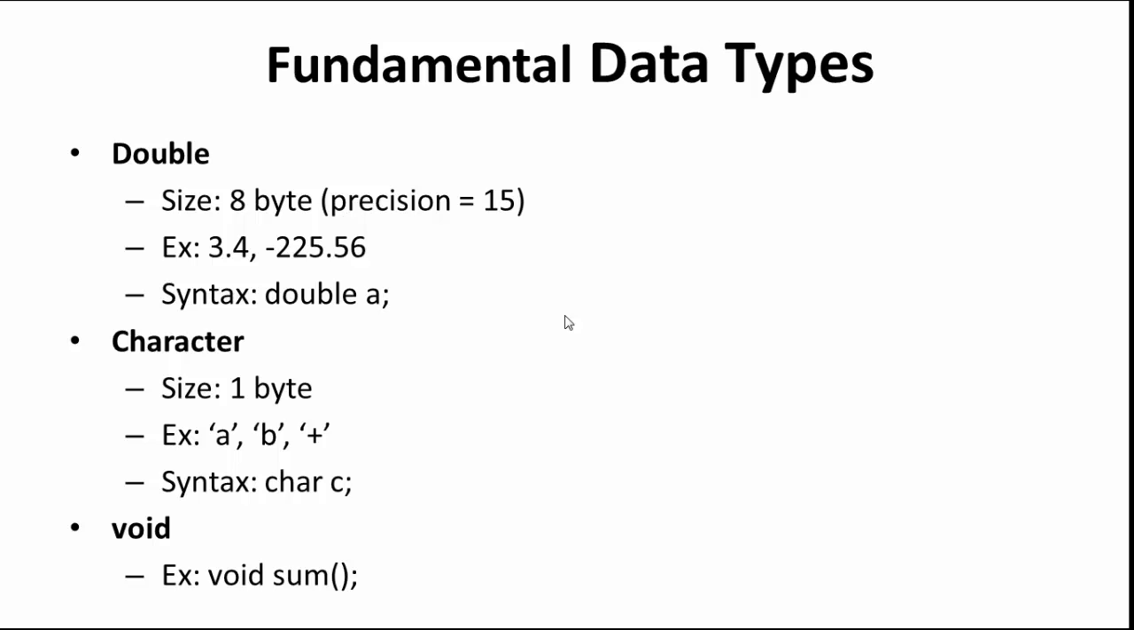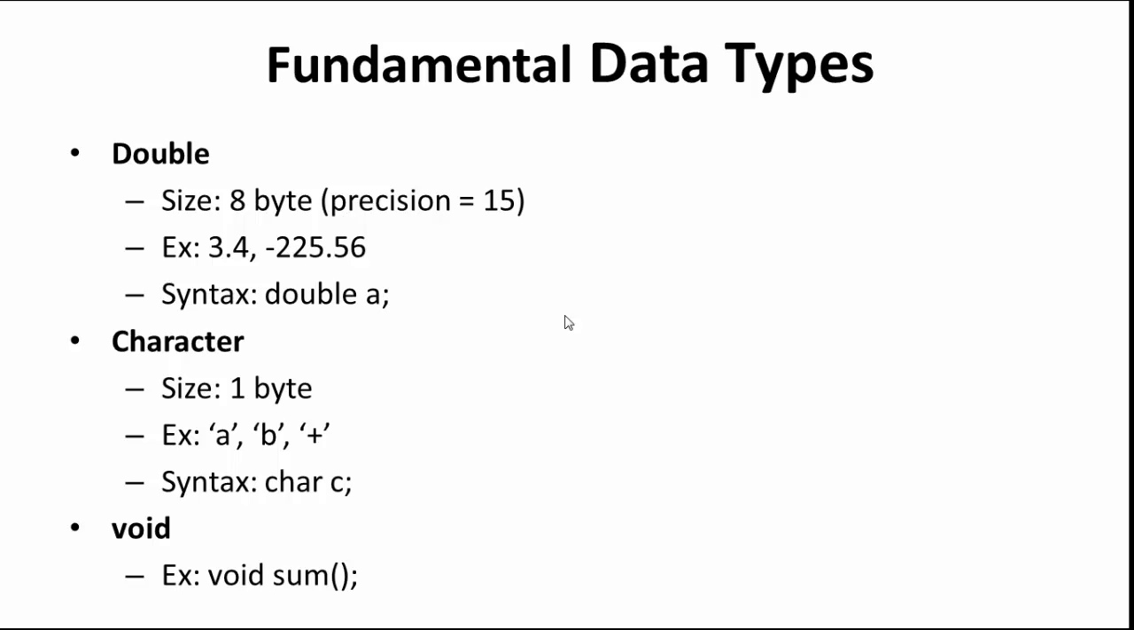Character data type. Its size is 1 byte. Anything which is written inside single inverted comma is treated as character. For example, A, B, C, plus, minus, multiply, etc. For declaring a character variable, we write char keyword and then name of the variable.